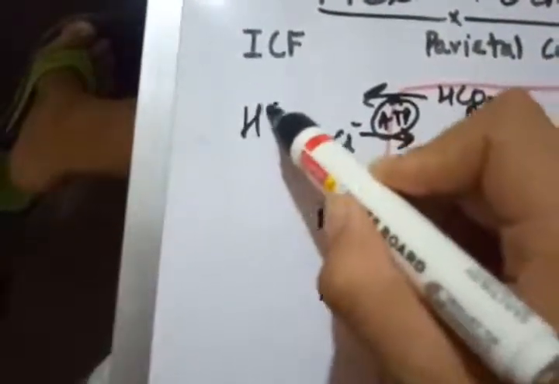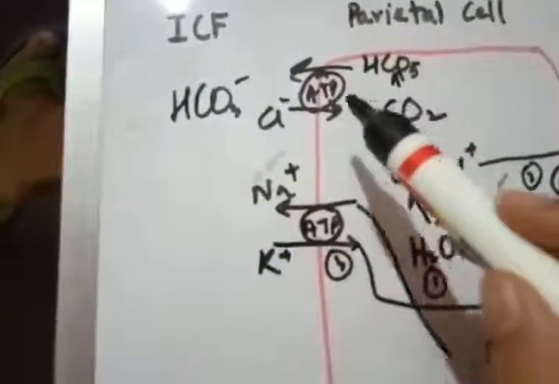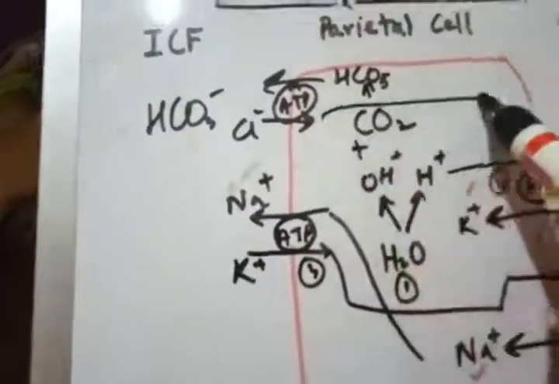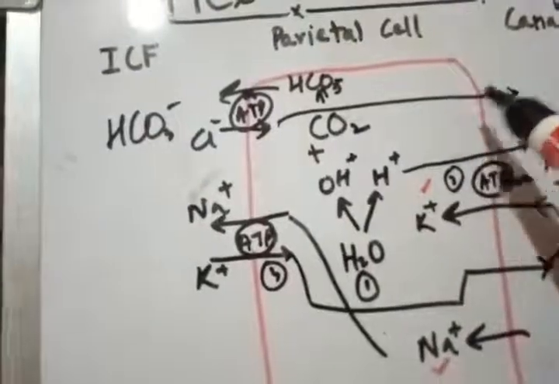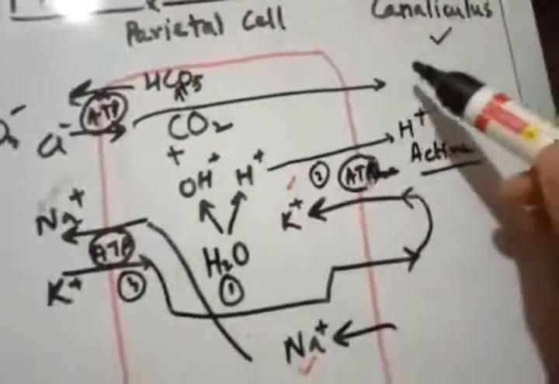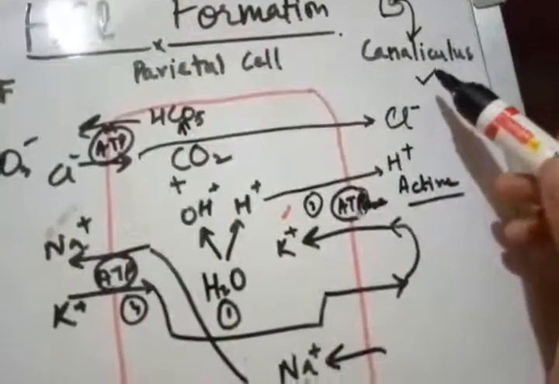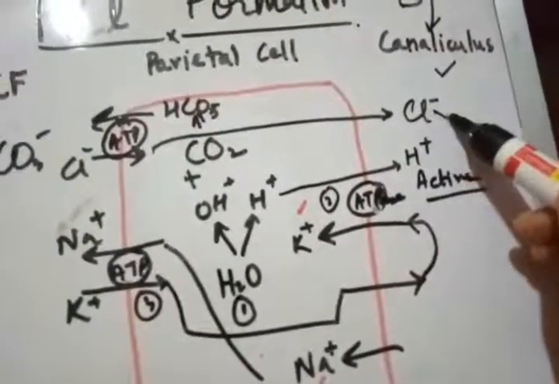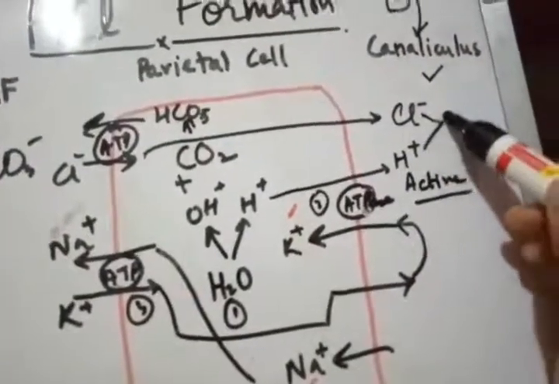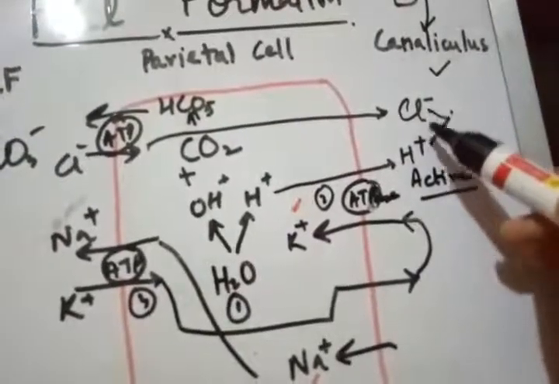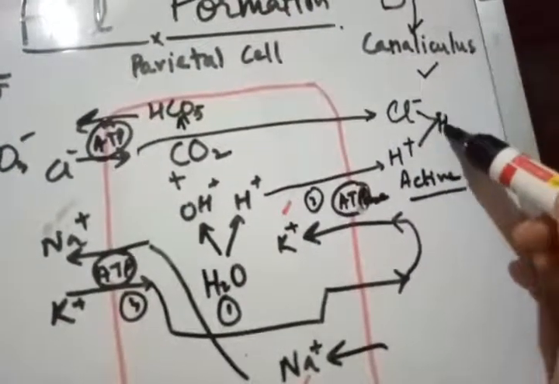So in the ICF, now we are left with bicarbonate, and this chloride will go out of the cell through the chloride channel and will come here into the canaliculus. So together they will combine, hydrogen and chloride, they will combine together and they will form our HCl.